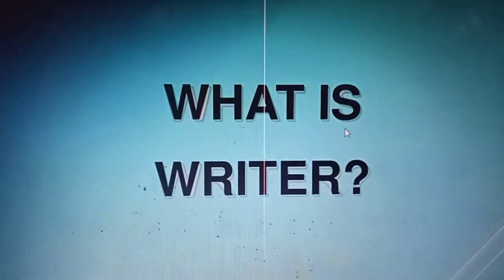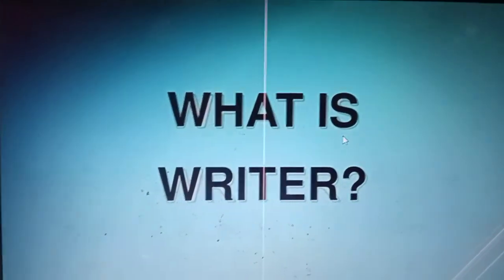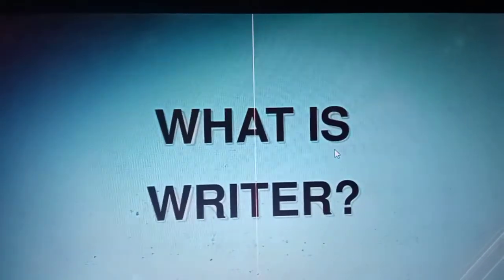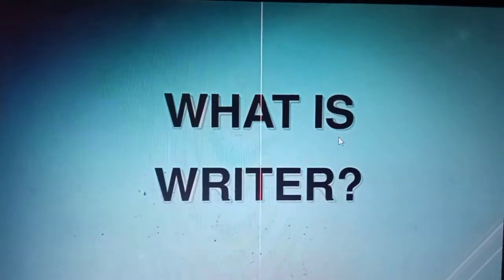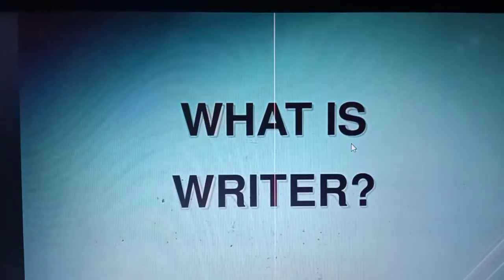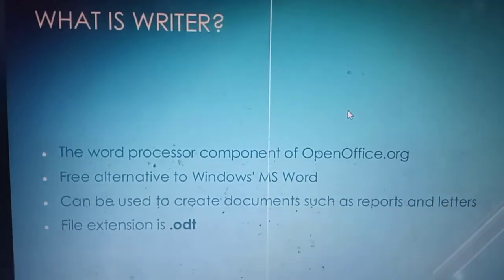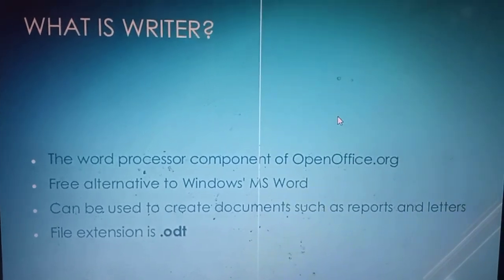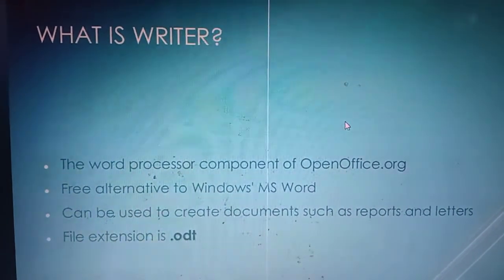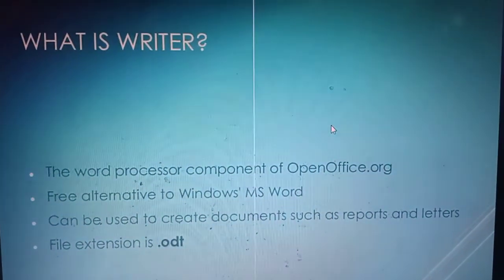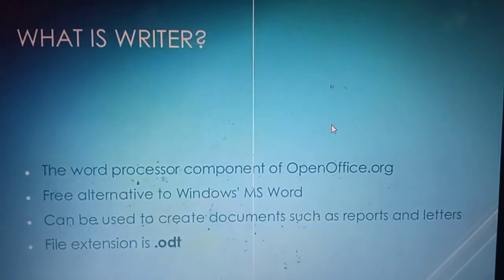Then we are introducing Writer. What is Writer? I already told you that in Microsoft Windows we use Microsoft Word for typing. Here, in Linux, we are using OpenOffice Writer. What is a Writer? It is the word processor component of OpenOffice.org. If we need to type something, we may need to bold it, italicize it, or underline it. These are all types of text formatting.